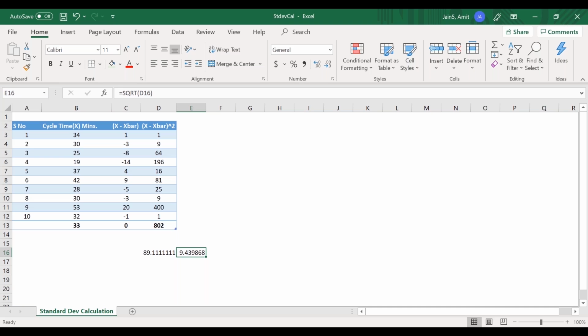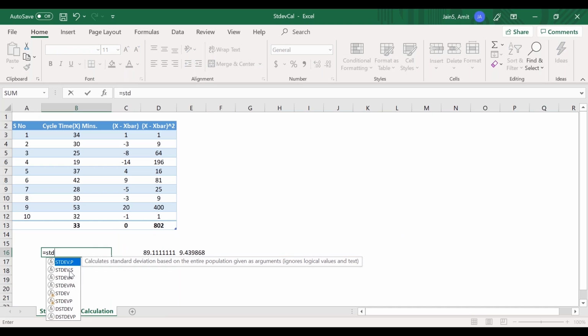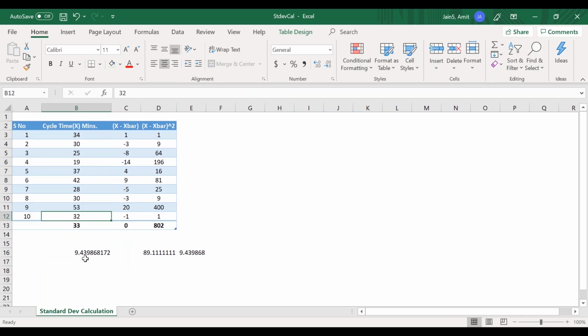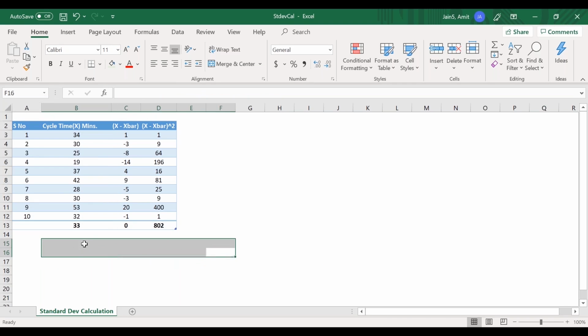So this is how you would calculate standard deviation. Another way of calculating is you simply put the formula STDEV.S, since you're doing it for a sample. You select everything and it gives you 9.43, the same as we calculated. So that is standard deviation. Variance is the square of standard deviation, so if you square the standard deviation, you will get the variance value.